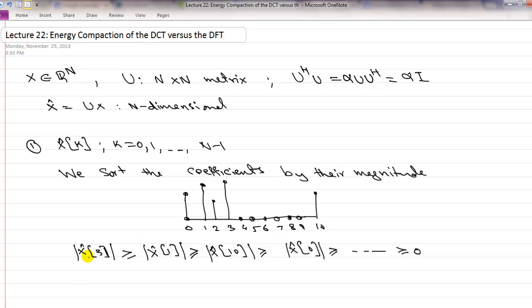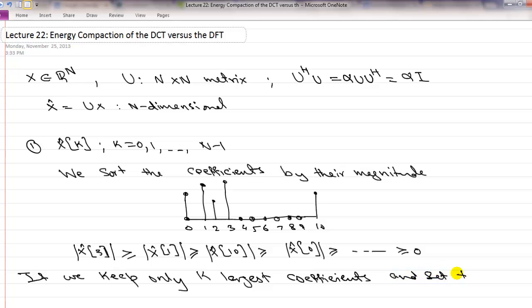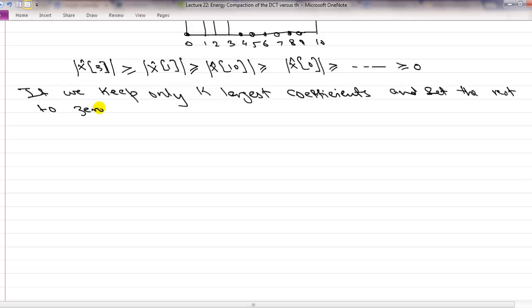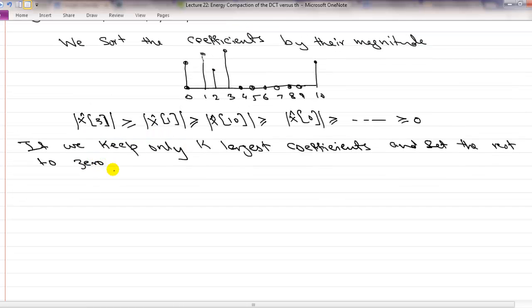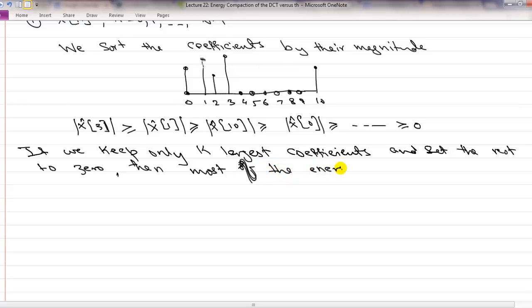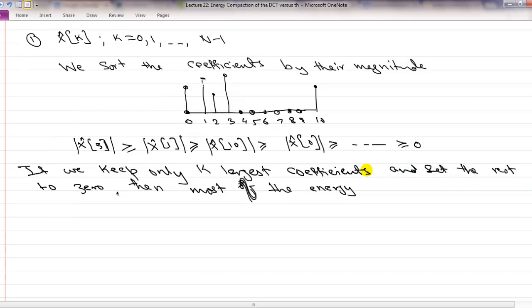And if we throw away all the coefficients, or effectively set all my coefficients equal to 0 except the largest k ones, so we keep only the k largest coefficients and set the rest to 0, then most of the energy in the coefficients is still contained in those.